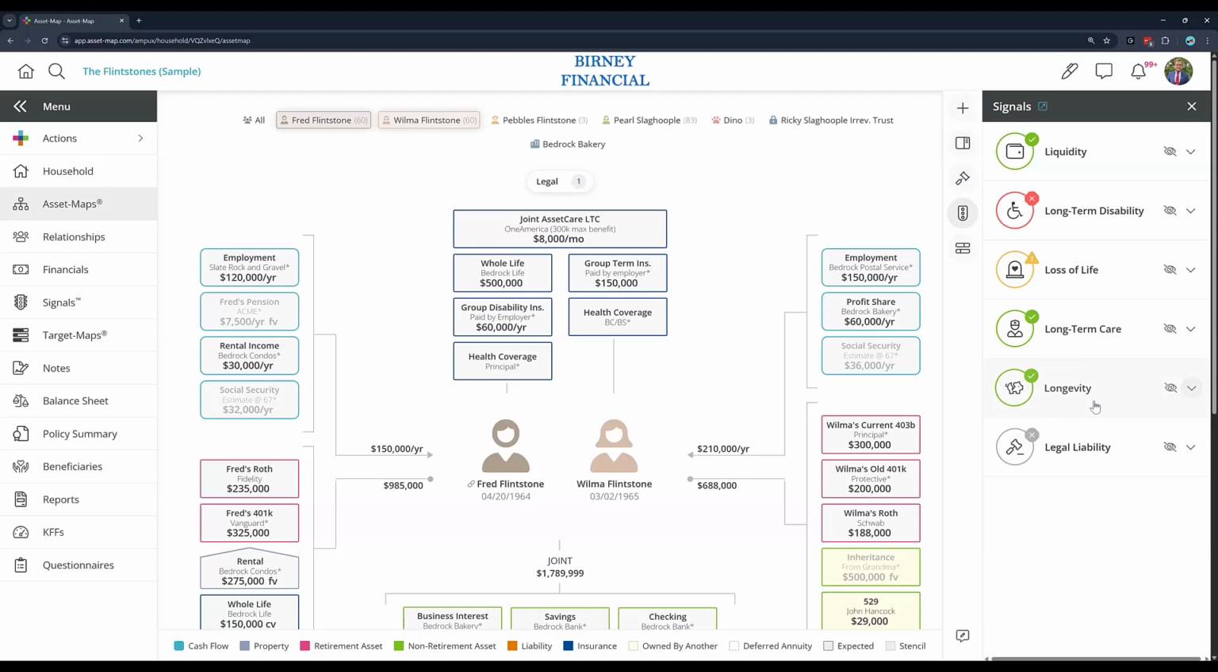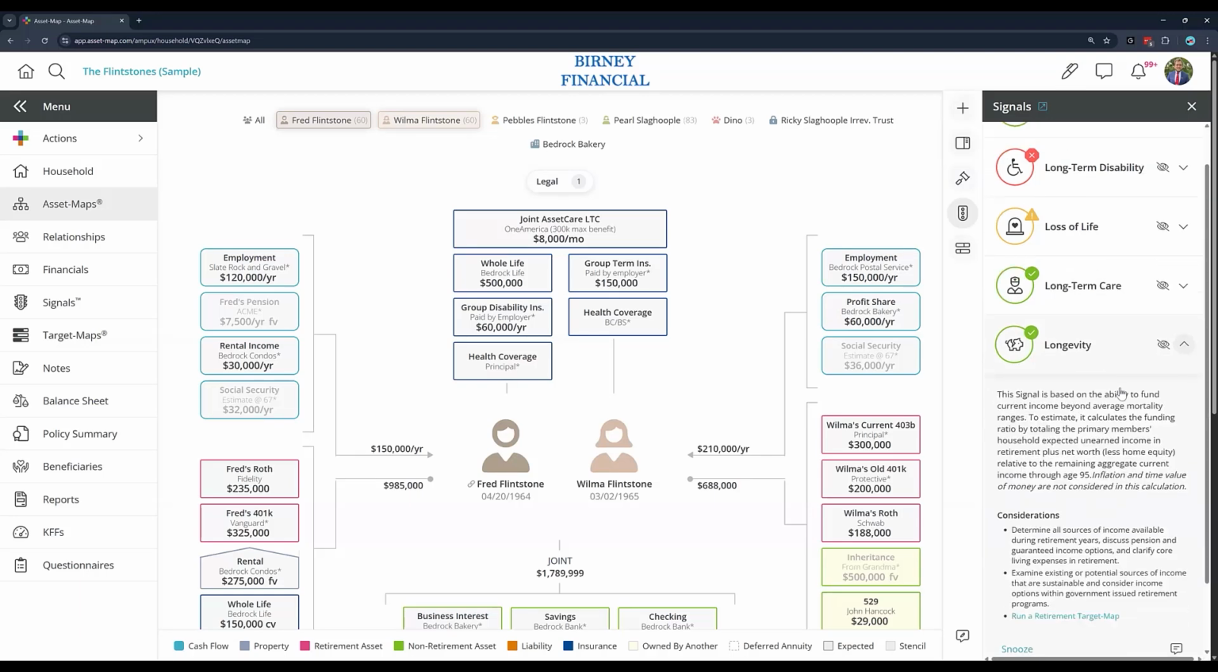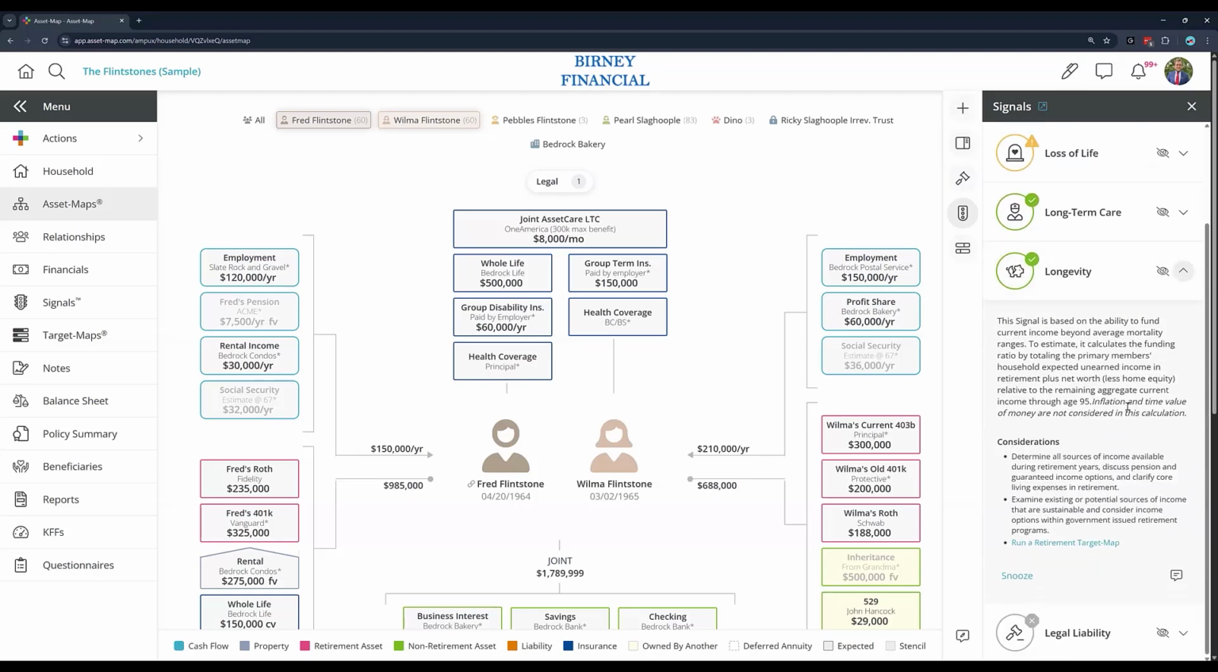Next up here is longevity. This is by far and away the target map you will probably run the most often because this is retirement funding. Am I on track to outlive my money? Or can my money outlive me? That latter option is what we want. So how can we make it happen?